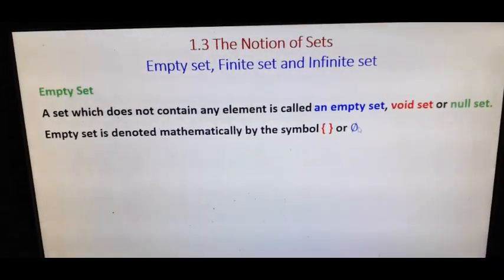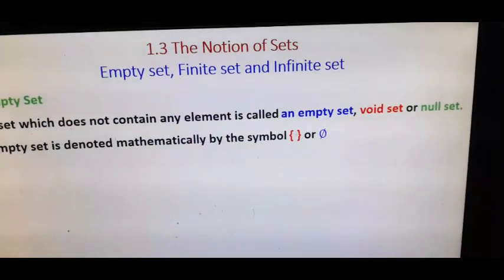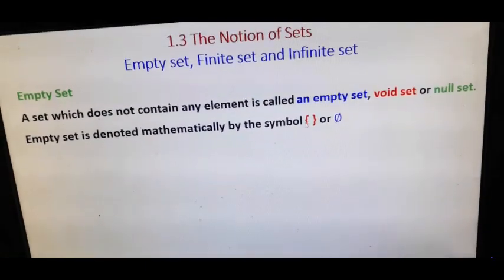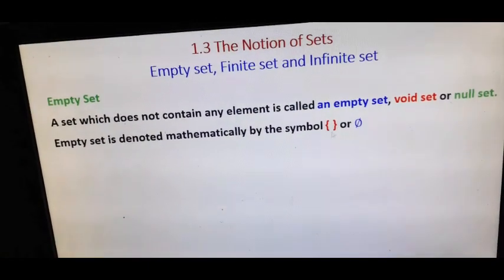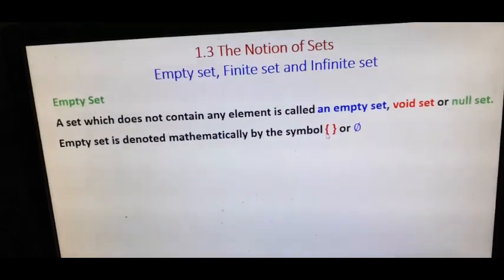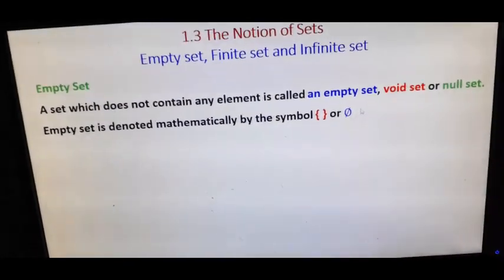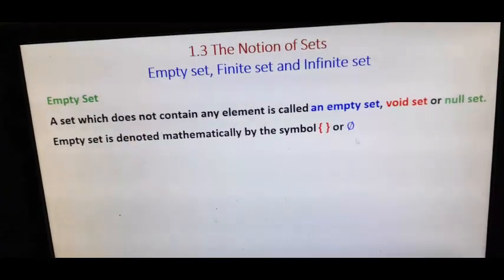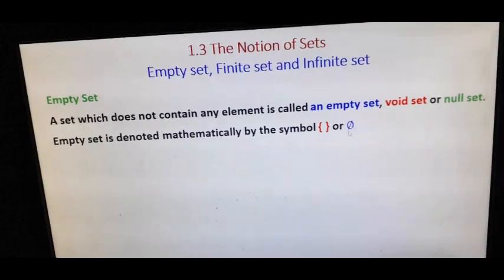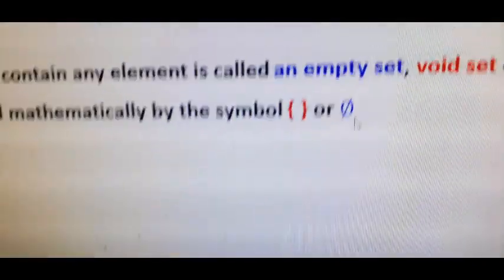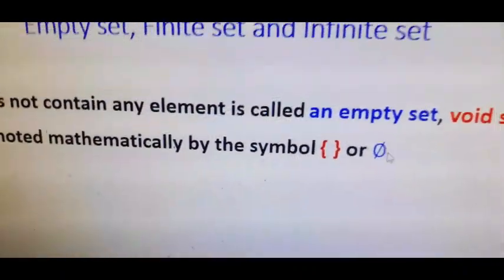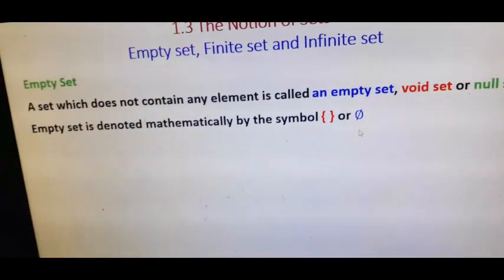Empty set is denoted mathematically by this symbol. This symbol is the symbol for set. If there is no element in it, the set is empty. Or we can denote empty set mathematically by this other symbol. So both symbols describe what? Empty set. Alright.